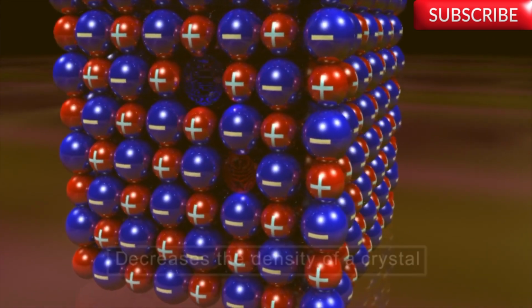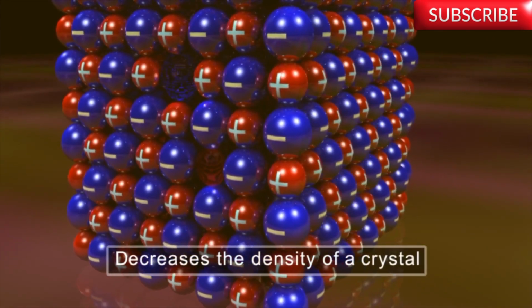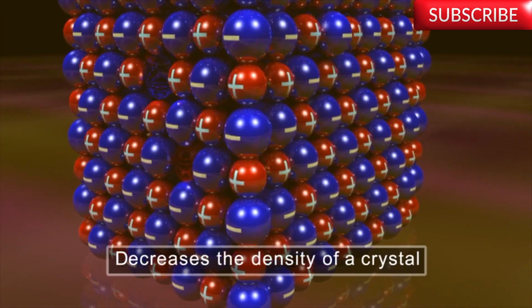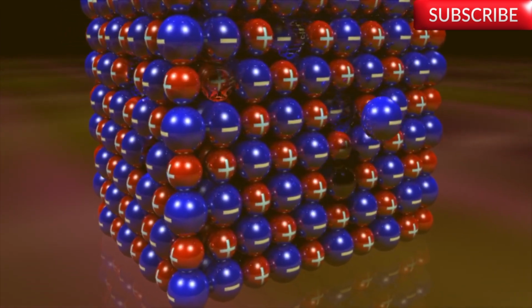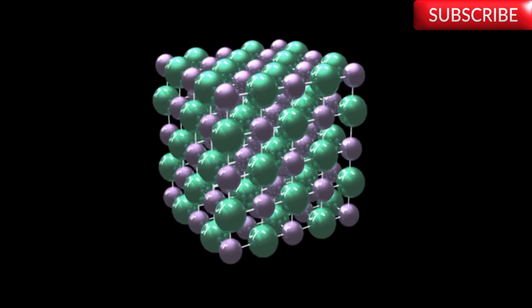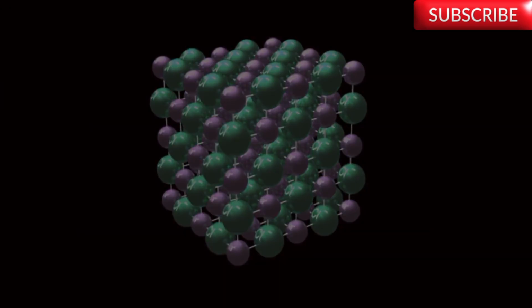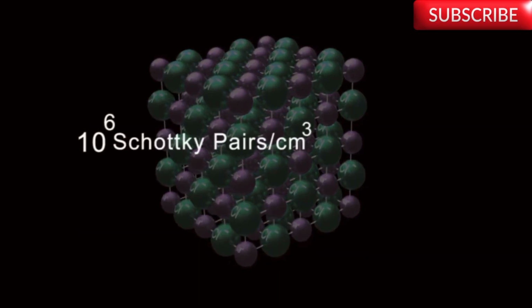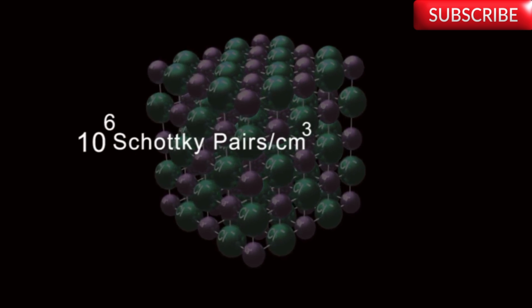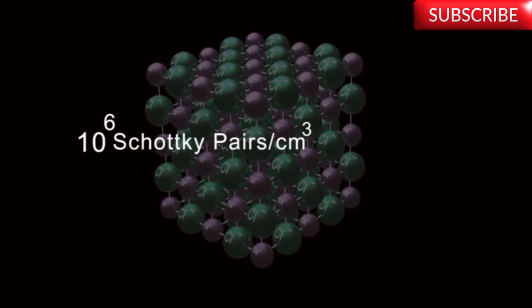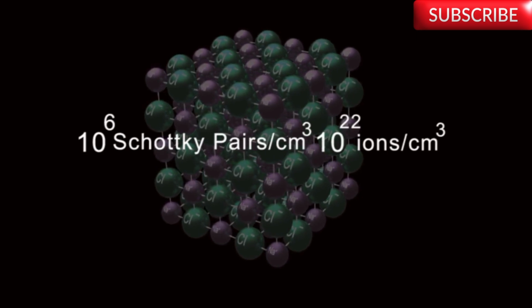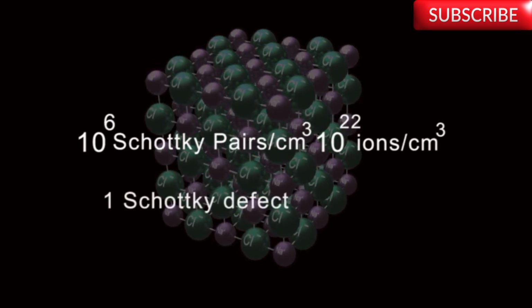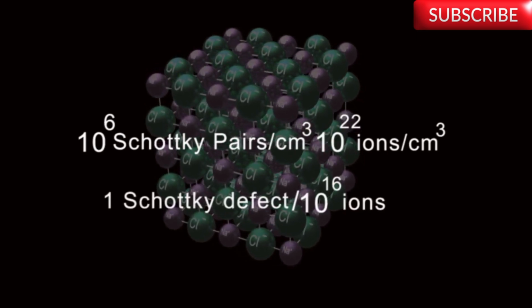Schottky defects decrease the density of a crystal as vacant sites are created in the crystal. In sodium chloride crystal, there are about 10⁶ Schottky pairs per cubic centimeter at room temperature. In 1 cubic centimeter volume, there are about 10²² ions. Therefore, there is one Schottky defect per 10¹⁶ ions.